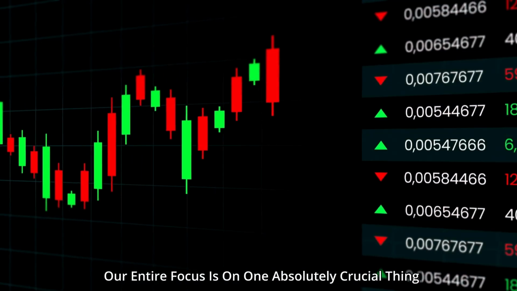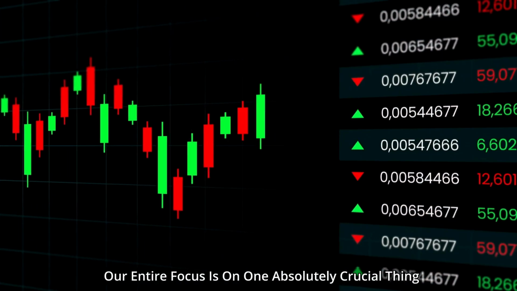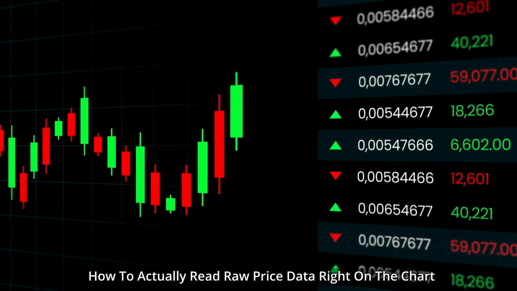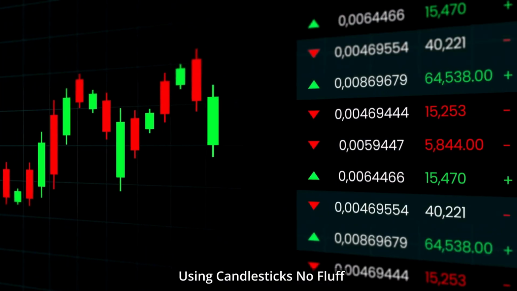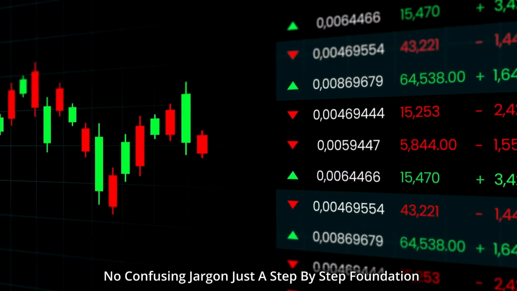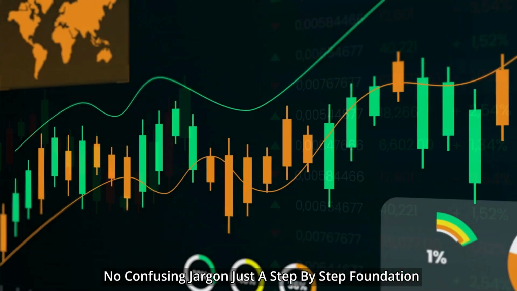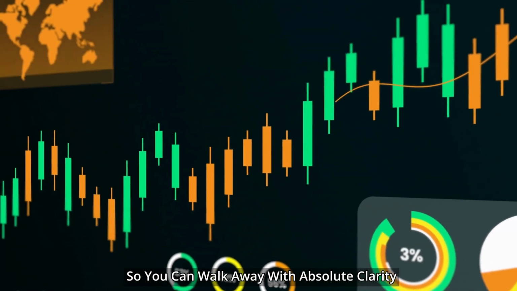Our entire focus is on one absolutely crucial thing: how to actually read raw price data right on the chart using candlesticks. No fluff, no confusing jargon, just a step-by-step foundation so you can walk away with absolute clarity.